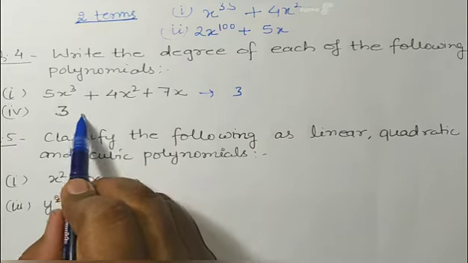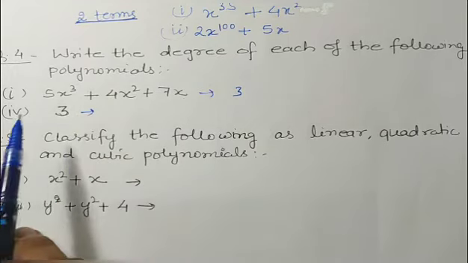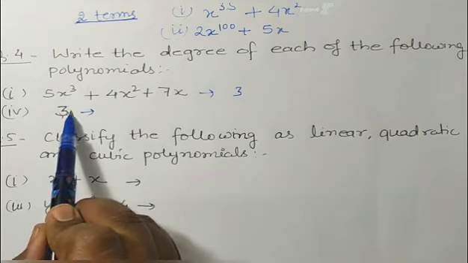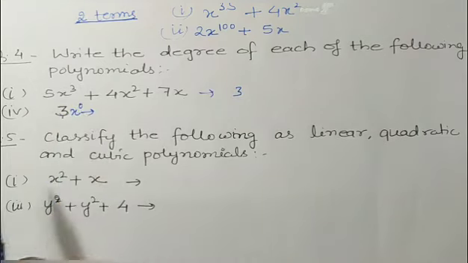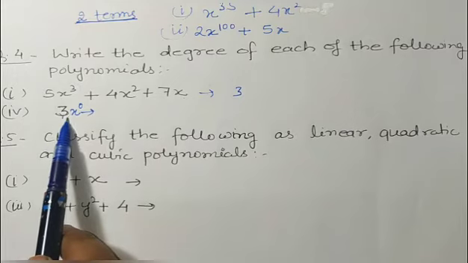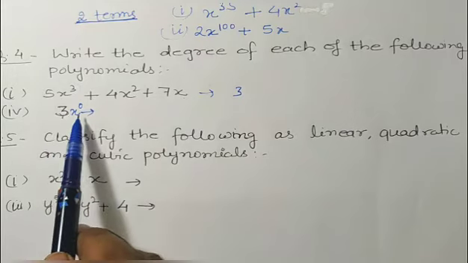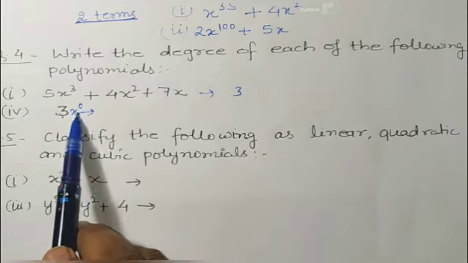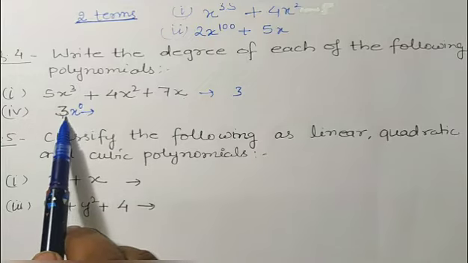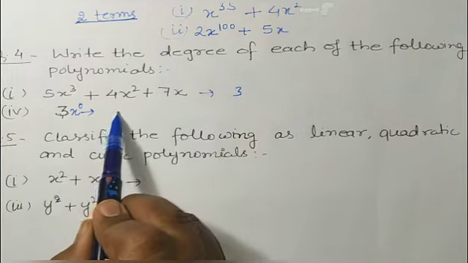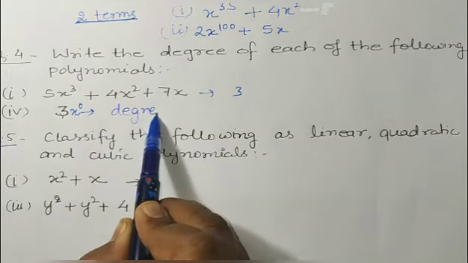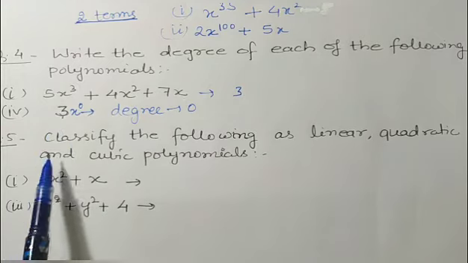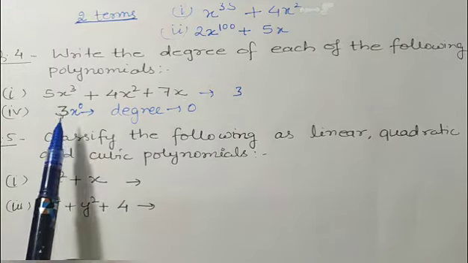Here only 3 is written. As I have told you earlier, you can add x to the power 0 here. There will be no effect on the value of 3. The power of this x is 0 because x to the power 0 is equal to 1. So it will be 3 into 1, that is 3. So x to the power 0 means the degree is 0. And it is a constant polynomial.